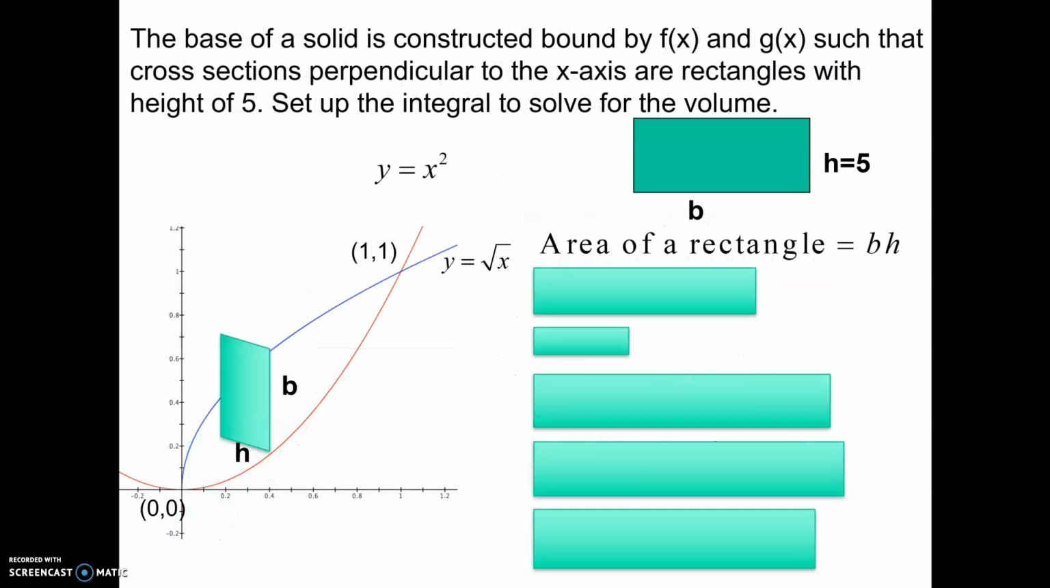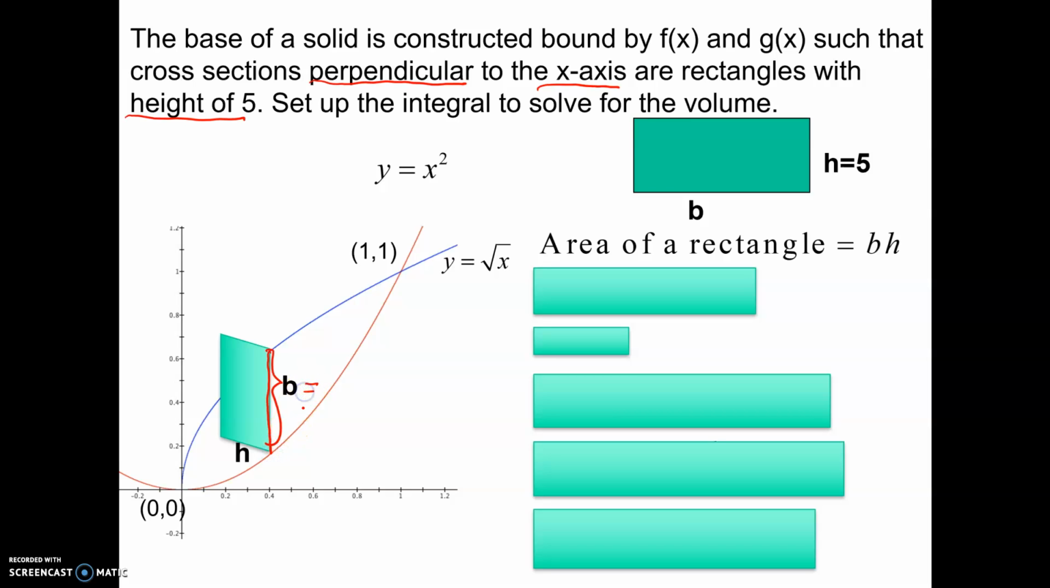So here we have the same two functions as before. We have radical x and x squared. It says that our cross sections are perpendicular to the x-axis, which means everything needs to be with respect to x. And it tells you about the height. It says the rectangle has a fixed height of 5, okay? But the base is defined as this vertical distance here between the two functions.